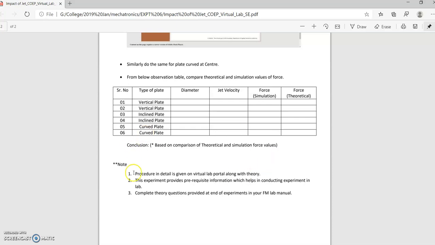So this is the activity which you can do at your home, right? Also in the practical manual we have certain questions which are given on this topic. So it is also required that you complete those questions here, right?